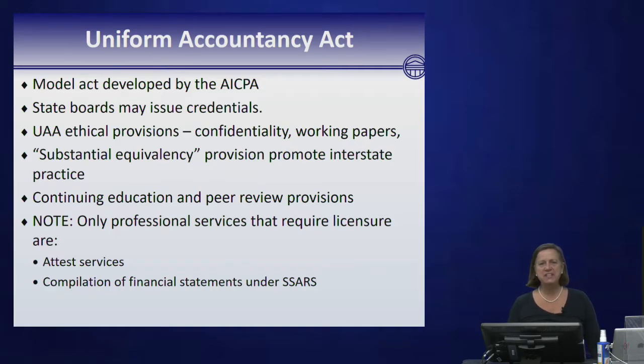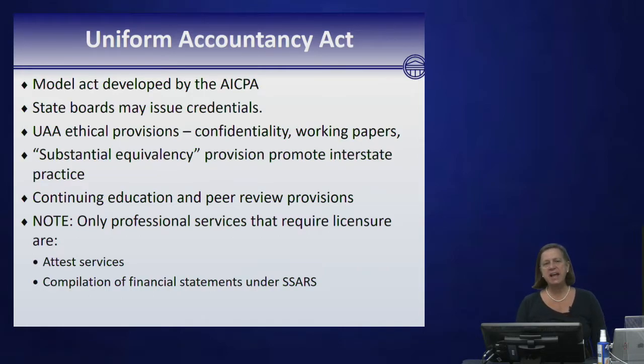The Uniform Accountancy Act did a lot of things. It's a model act that was developed by the AICPA. It says a few things that you need to remember: that state boards are the boards that issue credentials, and the UAA also establishes certain ethical provisions regarding confidentiality and working papers. Today we'll talk a little bit about confidential and privileged communications. Working papers, that'll be next class.